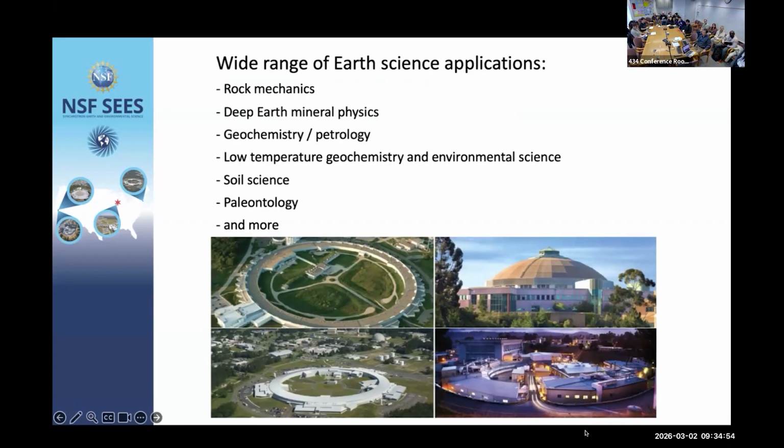And these methods are applicable not just in rock mechanics, which is the focus of this workshop, but in a wide range of other earth and environmental science applications. Basically anything where you've got materials that you want to characterize, things that you want to measure, either natural samples or experimental run products or in situ experiments, anything that's about materials characterization probably has some sort of synchrotron-based application. I'll show examples today, depending on how well I manage time: paleontology, low temperature geochemistry, basically most of these.